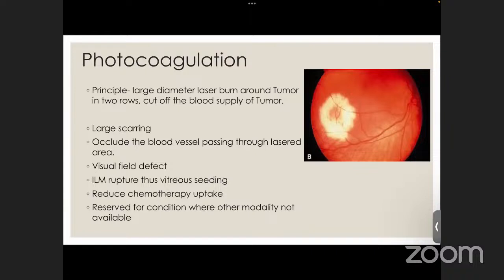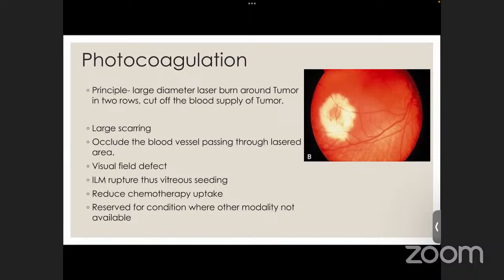Second is photocoagulation, in which we coagulate the retina around the tumor cells. The principle is a large diameter laser burn around the tumor in 2 rows. That will cut off the blood supply of the tumor and replace the tumor. So it again can result in large scarring. They occlude the blood vessels that pass through the lasered area, so it reduces chemotherapy uptake also. Then there is a big scarring, so it will result in visual field defect. The patient will have scotoma.